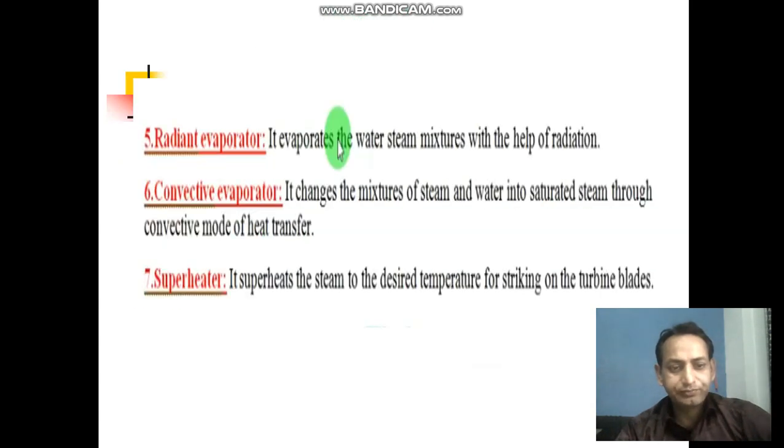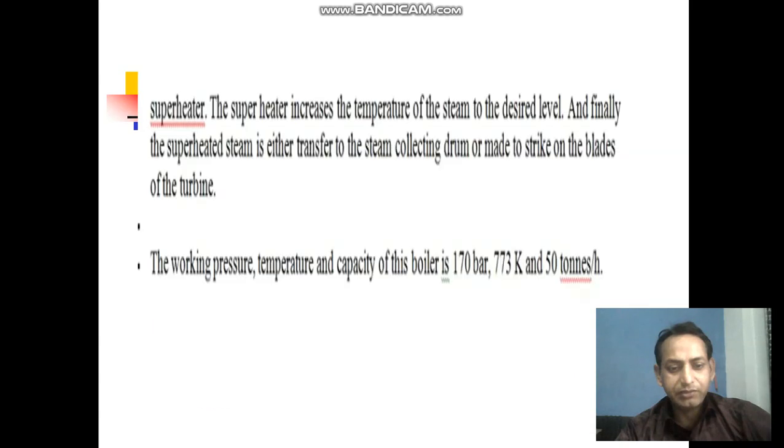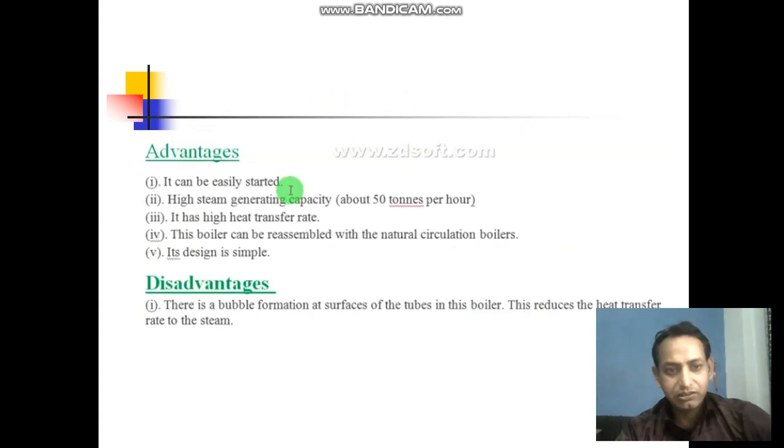So as far as the pressure range of this LaMont boiler is concerned, the pressure is 170 bar, which is below the critical pressure of water, and the temperature is 770 Kelvin, and the water evaporation capacity is 50,000 kg per hour. These are the subcritical boilers.